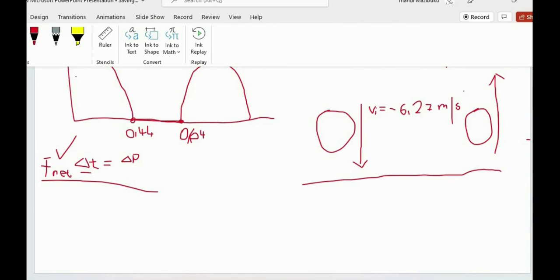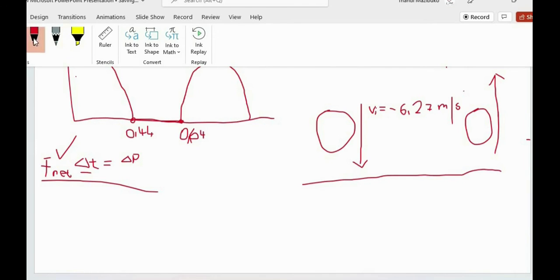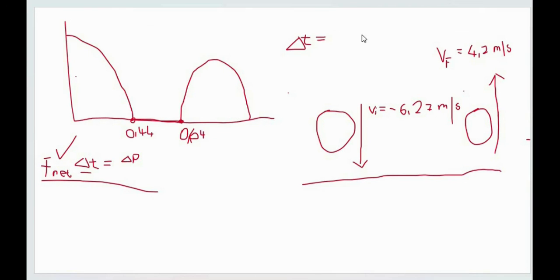It's 0.2 seconds. So we have 0.2 seconds there. 0.2 seconds, this still stands. 0.64 minus 0.44 will give you this 0.2 seconds. I'm hoping you're able to catch that, right?